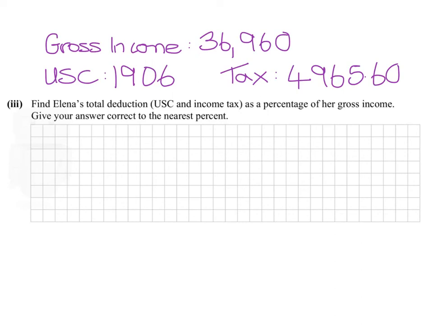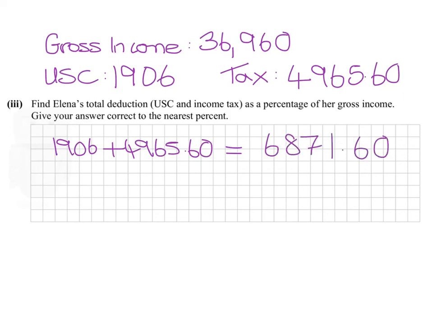Okay, and the last part of the question, find Elena's total deduction, USC and income tax, as a percentage of her gross income. Give your answer correct to the nearest percent. So the total deduction between the USC and the tax is going to be 1,906 plus 4,965.60. So the total deductions there are 6,871.60.